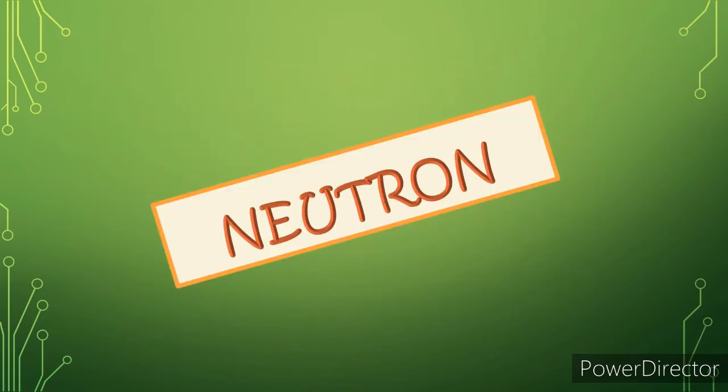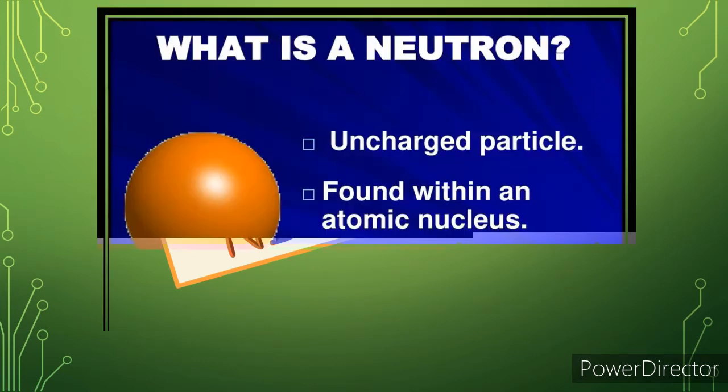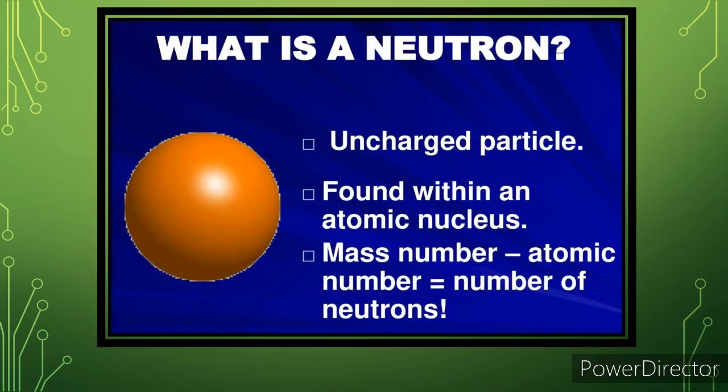And the next particle is the neutron. What is a neutron? It is an uncharged particle. That means there is no charge. It is neutral, found within the atomic nucleus. So along with the protons, neutrons are also present inside the nucleus.